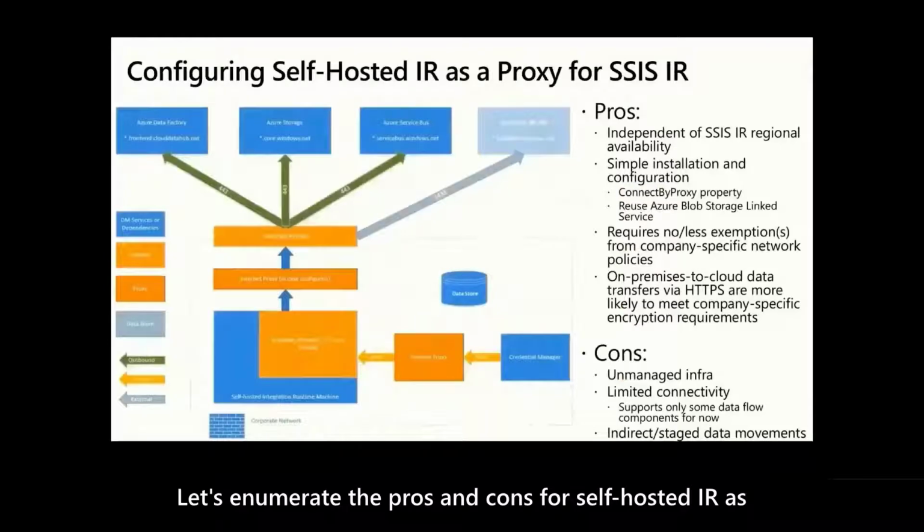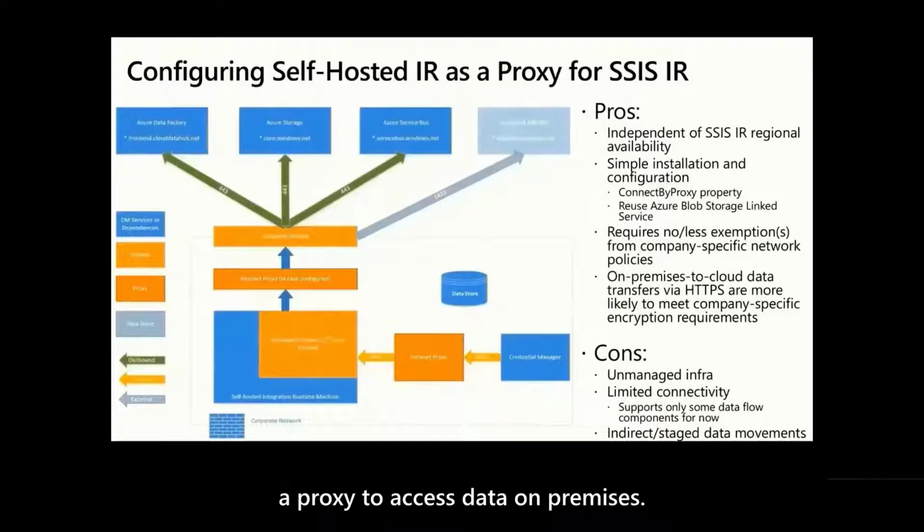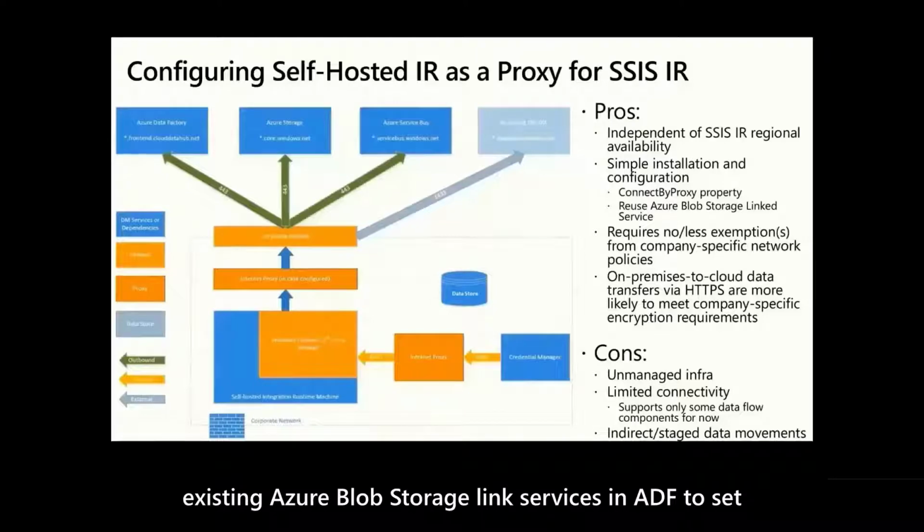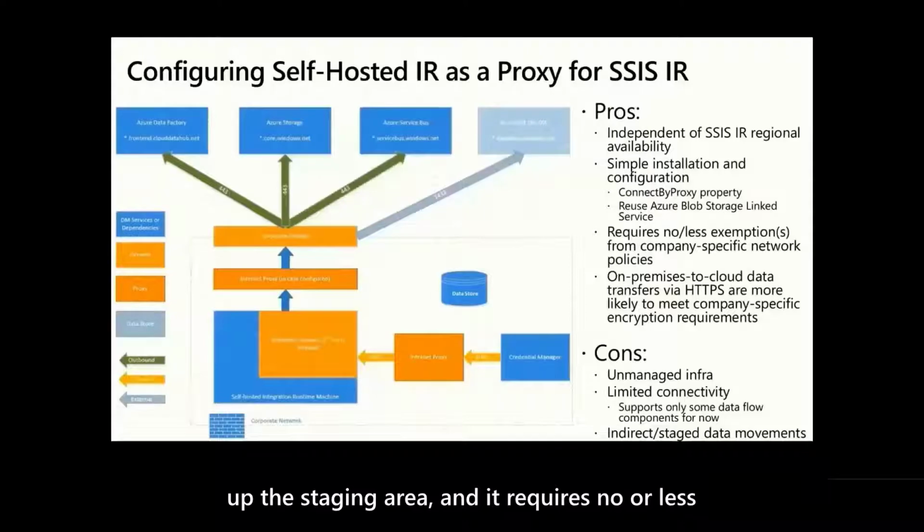Let's enumerate the pros and cons for self-hosted IR as a proxy to access data on premises. The pros are, for example, it does not depend on SSIS IR regional availability. It is simple to install and configure, as it is enabled by a single connection manager property, which is connect via proxy, and it can reuse your existing Azure Blob Storage linked services in ADF to set up the staging area. And it requires no or fewer exemptions from company-specific network policies.